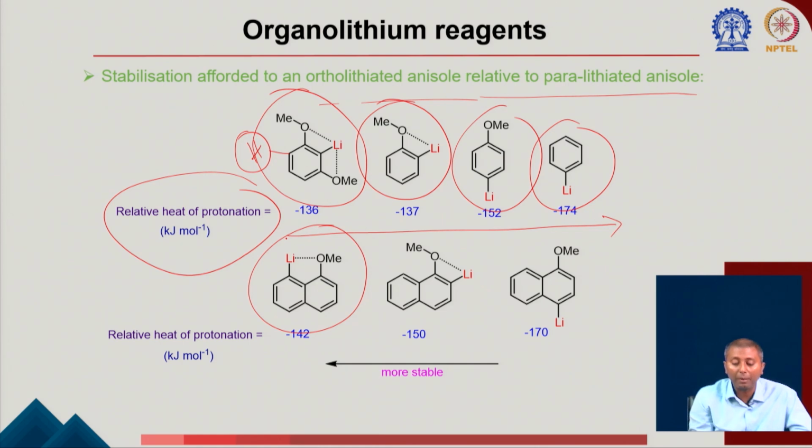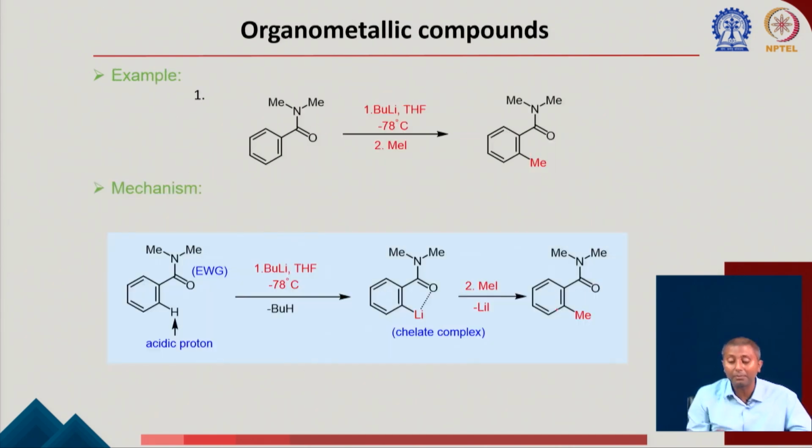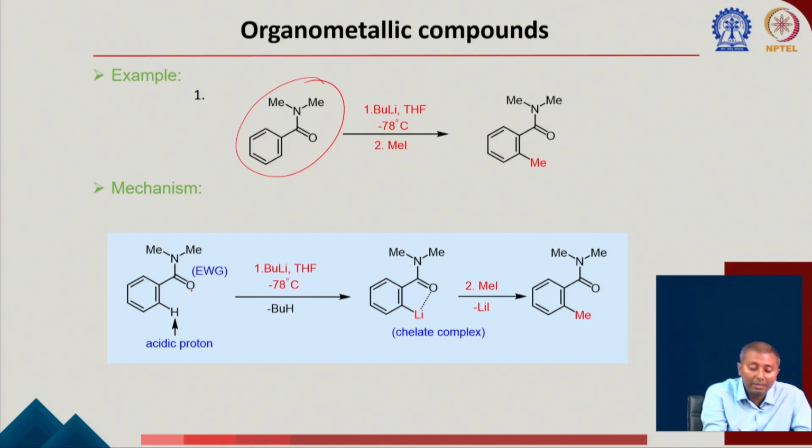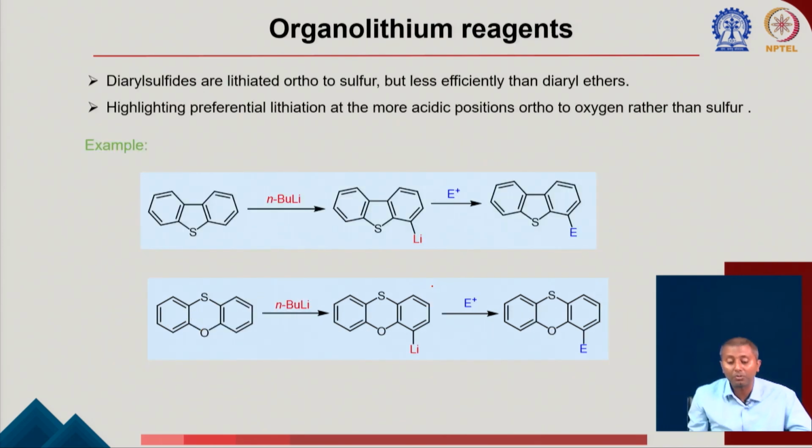We are going to come back to that also. If you go in this direction, they are more stable, and in this direction they are less stable, because here your lithium is in the para position, so there is no coordination between the lithium and the methoxy. Here you can see, if you have this type of directing group, as I mentioned before, your lithium can coordinate with this oxygen. Now you have R, which can take this H to generate the corresponding lithium species, and this will form a chelate complex, the lithium with oxygen, and then it can react with the electrophile.